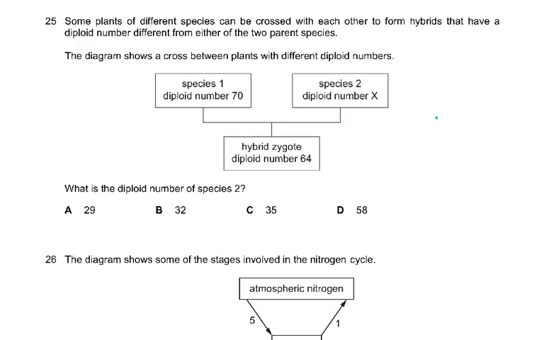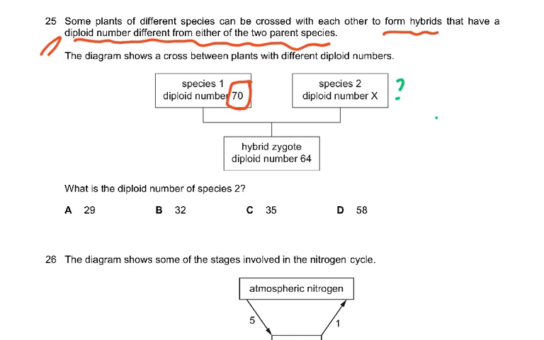Question number 25. Some plants of different species can be crossed with each other to form hybrids that have a diploid number different from either of the two parent species. The diagram shows a cross between plants with different diploid numbers. So species 1 diploid number is 70. And species 2, they've left this out. This is something which you've got to find out. Hybrid zygote diploid number is 64.